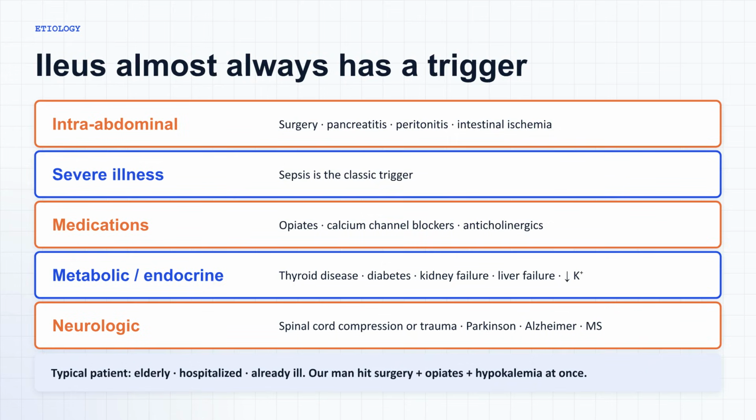Second, severe illness of any kind. Sepsis is the classic one. Third, medications. Opiates first, then calcium channel blockers and anticholinergics. Fourth, metabolic and endocrine abnormalities, thyroid disease, diabetes, kidney failure, liver failure, and low potassium. Fifth, neurologic causes, spinal cord compression or trauma, Parkinson's disease, Alzheimer's disease, and multiple sclerosis. Our patient hit 3 of those at once. Fix what you can fix. Often that alone resolves the whole problem.